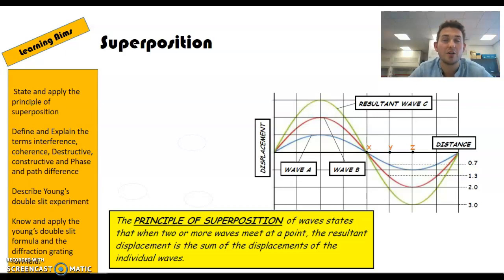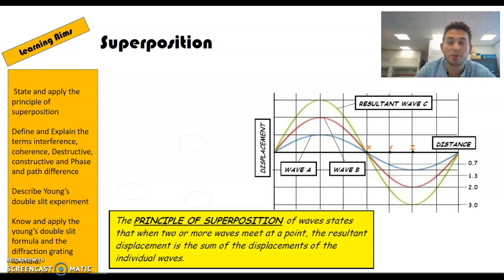Right, okay, so state and apply the principle of superposition. That's the first thing you'll need to do. Define and explain the terms interference, coherence, destructive, constructive, and phase, and path difference. Quite a lot to do. Describe Young's double slit experiment and know and apply the Young's double slit formula and the diffraction grating formula. Quite a lot in this bit, so we'll power through.